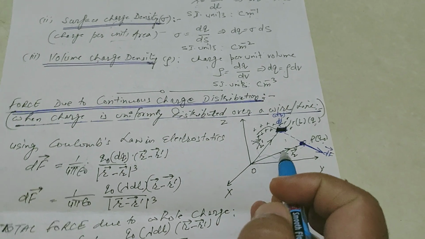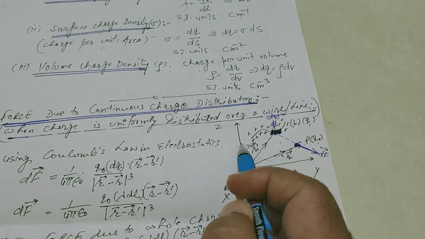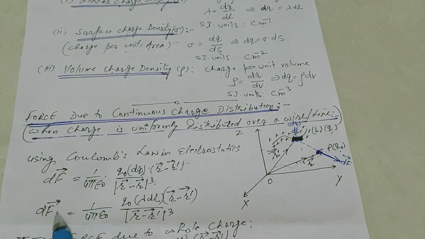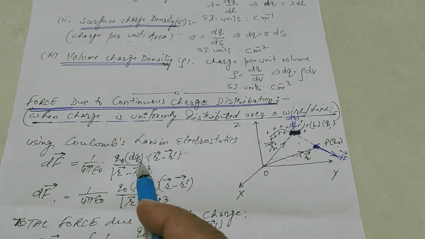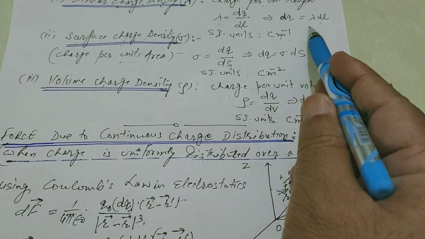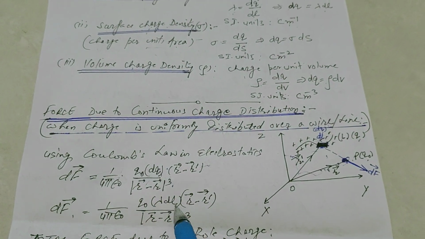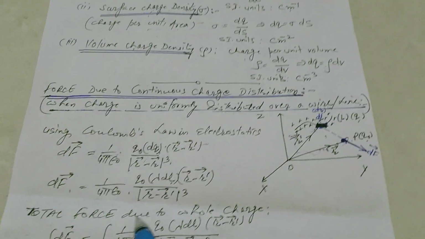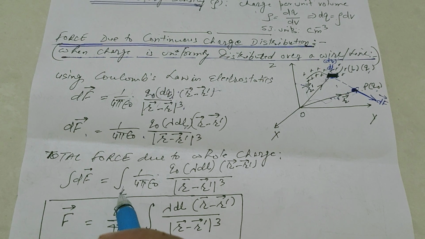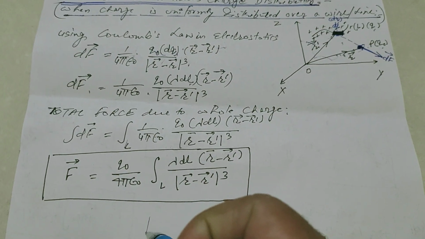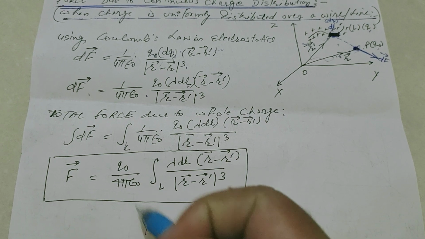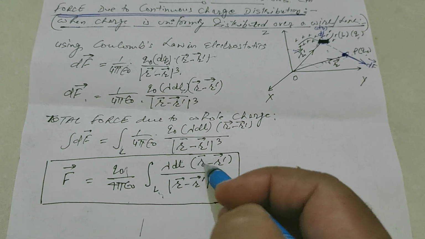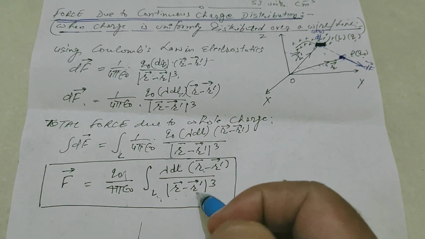You can use triangle of vector addition, r minus r dash, over the magnitude of r minus r dash cubed, since it is a vector. So this is the force. Now you can substitute the value of dq that we have already calculated to be lambda dl. So in place of dq I have placed lambda dl. This is small force due to small element. If you have to calculate total force, then just integrate over the whole length L. This will be the result. So force is Q naught by 4 pi epsilon naught integration over length L, lambda dl times r minus r dash over r minus r dash cubed.